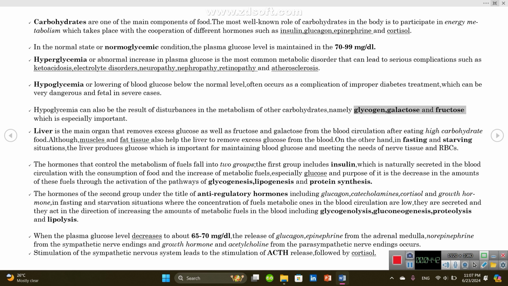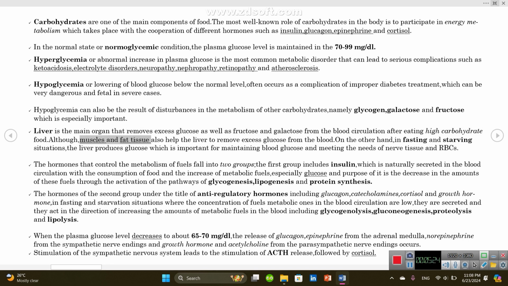The next topic is liver. Liver is the main organ that removes excess glucose as well as fructose and galactose from the blood circulation after eating high carbohydrate food. Liver has lots of responsibilities in our body. Although muscles and fat tissue also help the liver to remove excess glucose from the blood.